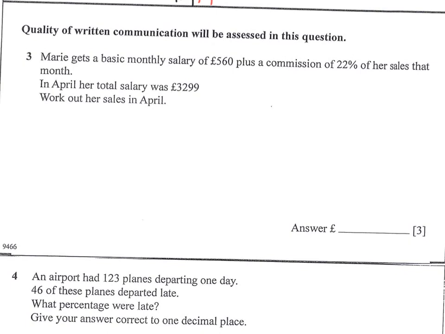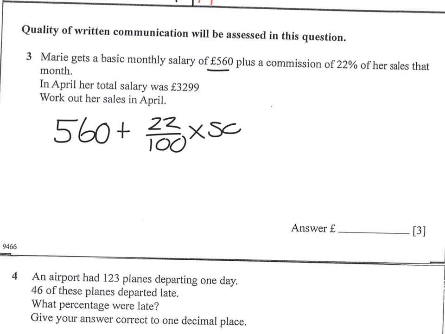So Marie gets a basic monthly salary of £560, plus a commission of 22% of her sales. So she gets £560. Plus 22%, so 22 over 100 of her sales. I'm going to use X here, or we'll write in the word sales. And that had to be 3,299. The first thing we're going to do is we're going to take away 560.